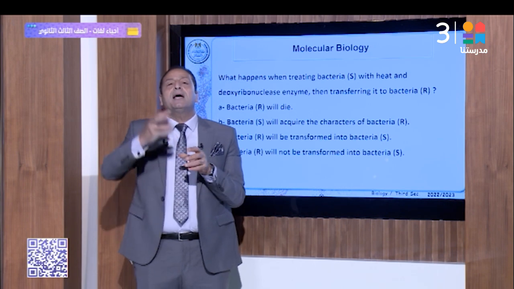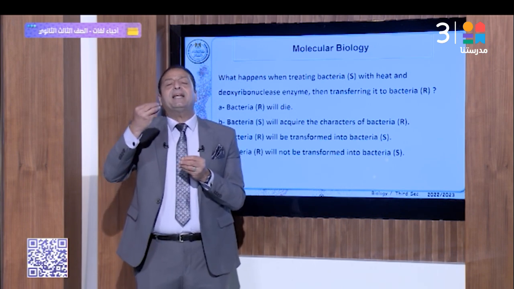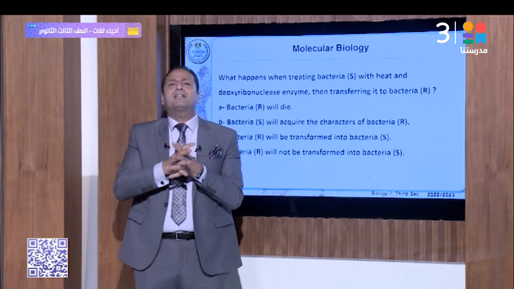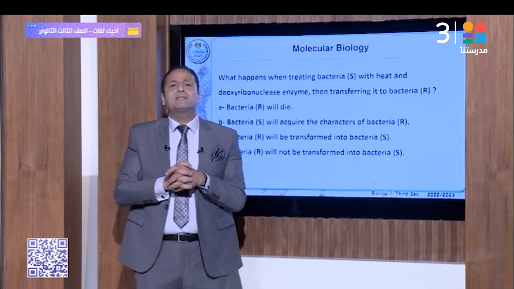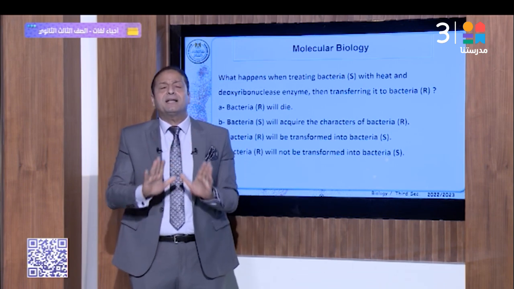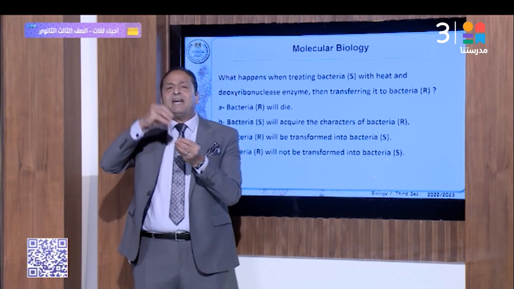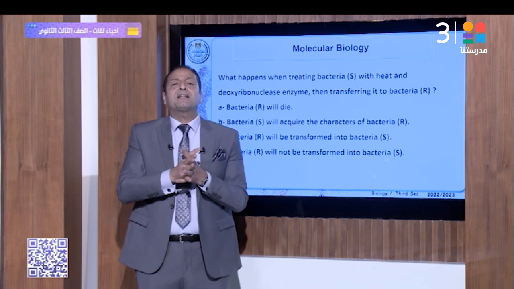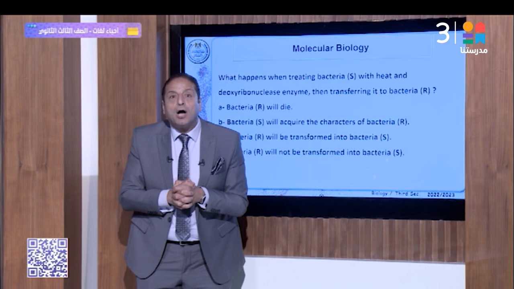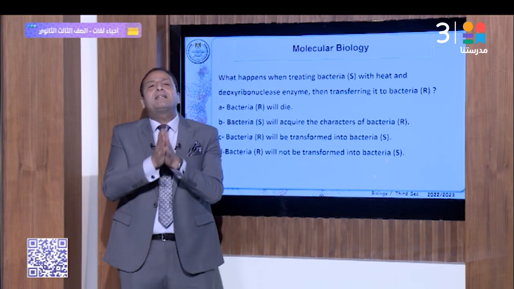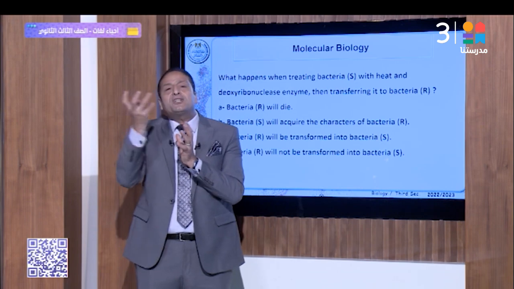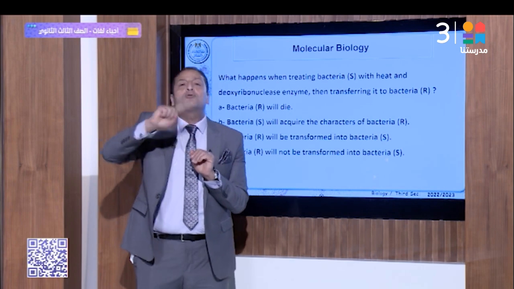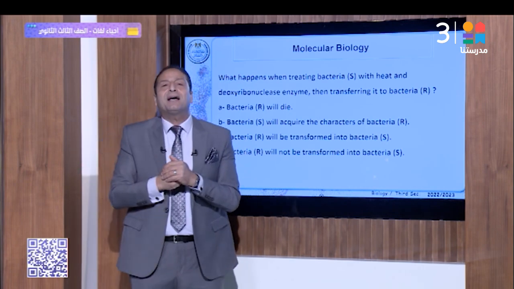Then strain S was exposed to heat and injected into the mice. The mice were not infected with pneumonia and stayed alive. Next, strain S killed by heat was injected together with strain R into the mice, and some mice died. Why? Because strain R gained the genetic material of strain S and changed from non-virulent to virulent, with the ability to kill the mice.